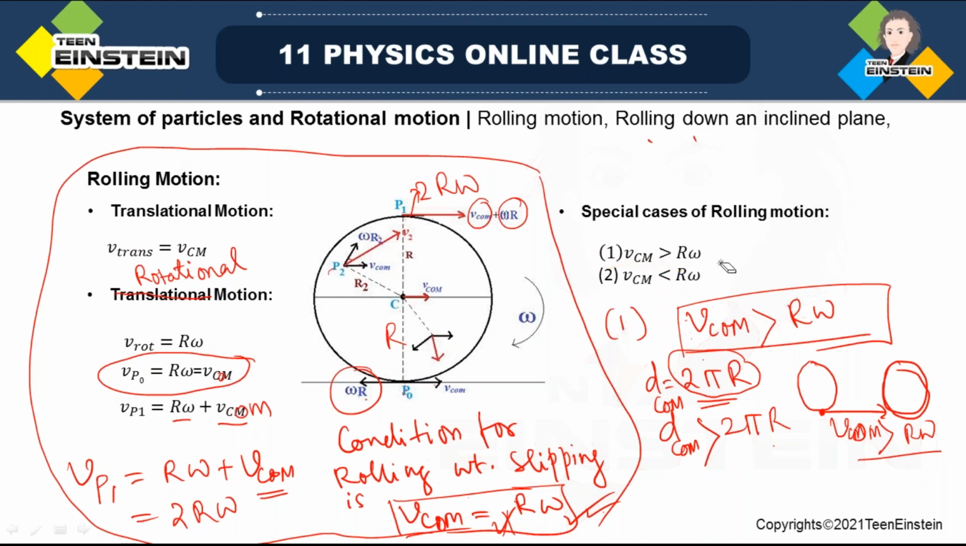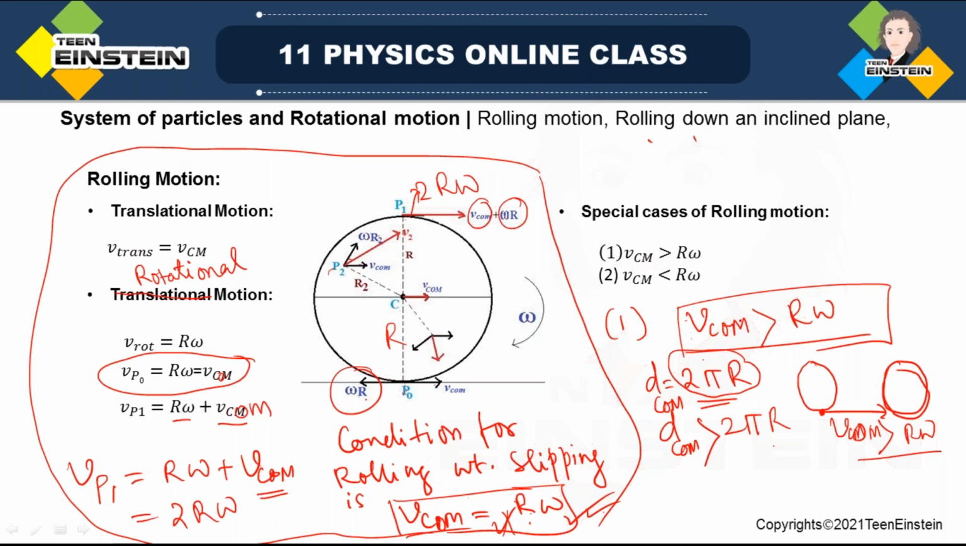This is called fast forward motion, or translation motion. See, in this case it was without slipping, but here it is with slipping. With slipping, your contact point is slipping over the smooth road.